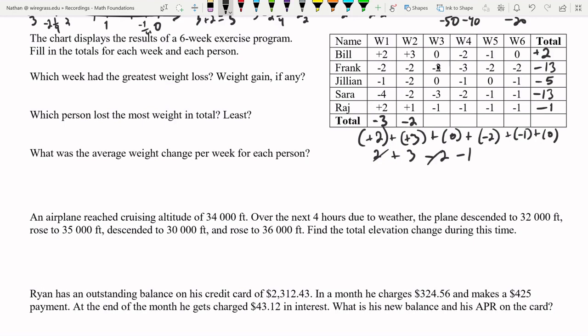Okay, here nothing cancels. We have 2, 3, and 1. They're all negative here, so we're going to add them up. 2, 3, and 1 is 6. 2 plus 3 is 5, plus 1 is 6. They're all negative, so it's going to be negative 6.